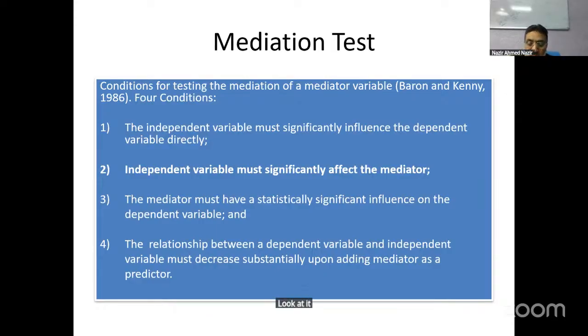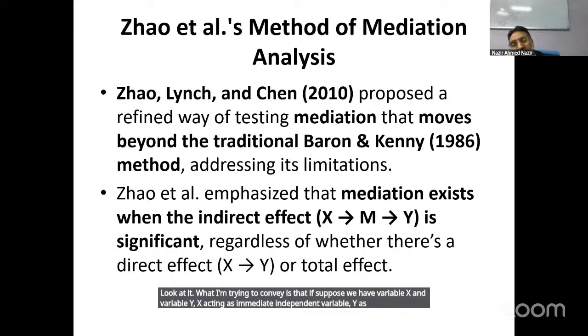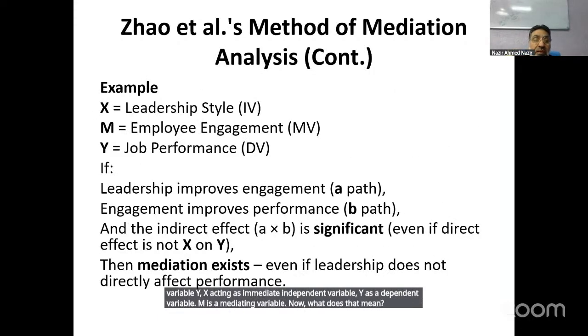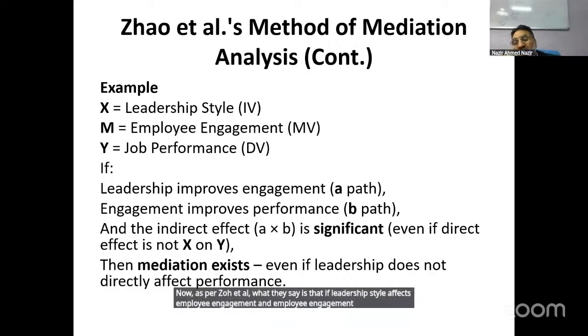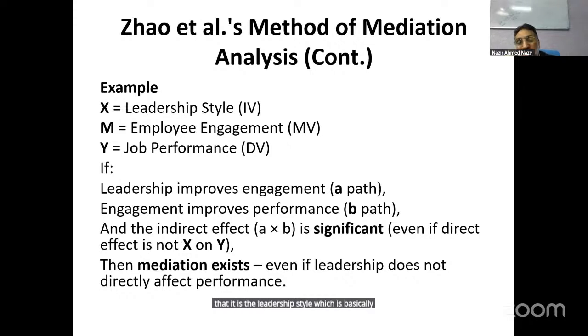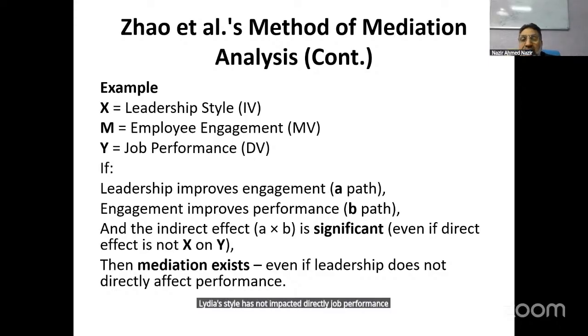What I'm trying to convey is that suppose we have variable X and variable Y, X acting as an independent variable, Y as a dependent variable, and M as a mediating variable. For example, X is leadership style, M, the mediating variable, is employee engagement, and job performance is Y. Now, as per Zhao et al., if leadership style affects employee engagement, and employee engagement in turn affects job performance, we must say that leadership style is responsible for job performance, but through employee engagement. It means leadership style has not impacted job performance directly, but it has impacted employee engagement.